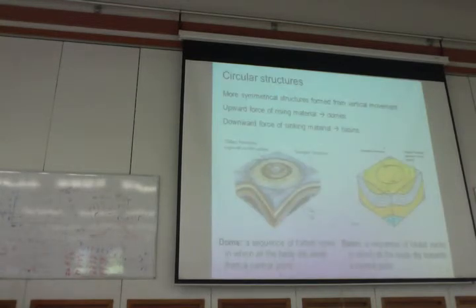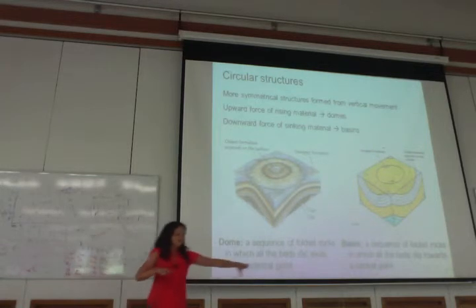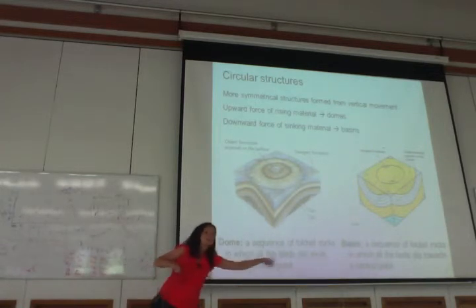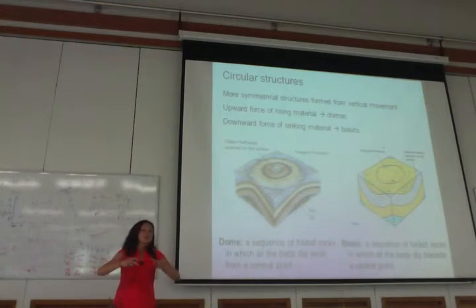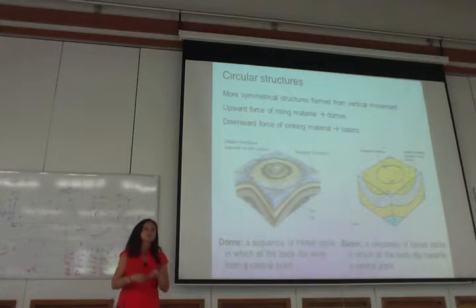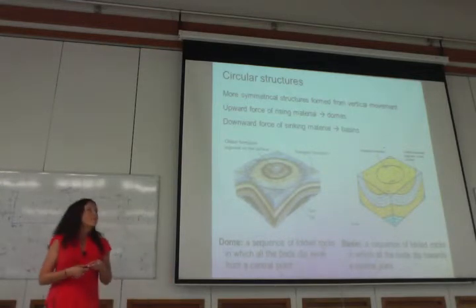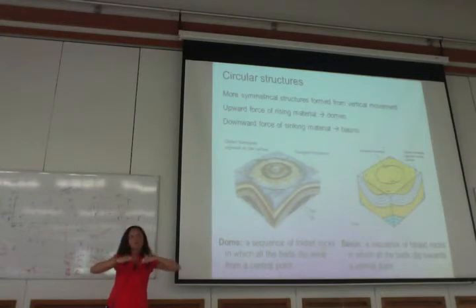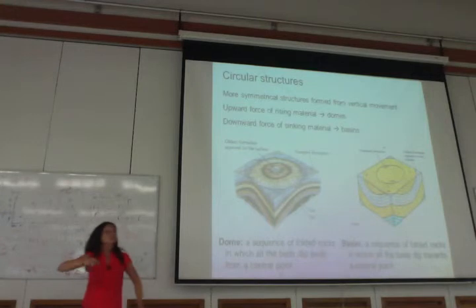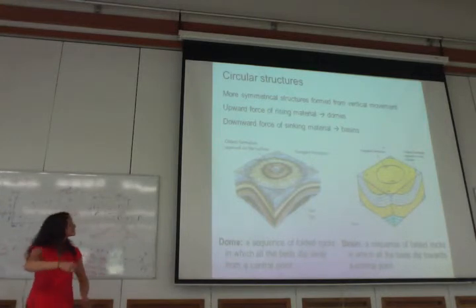But we can actually produce some fold structures that instead of being elongated, they might die out, they might plunge in the end, but they're elongated structures. We get these circular structures, they're more symmetrical, so they dip away from a central point. And instead of being formed by compression, these tend to be formed by vertical movements in the Earth's crust, which bend or warp our beds upwards or downwards, and we call these domes and basins.